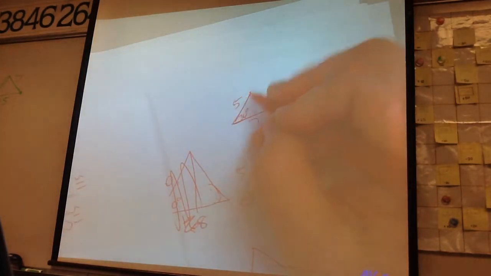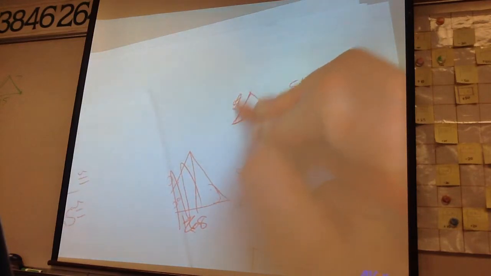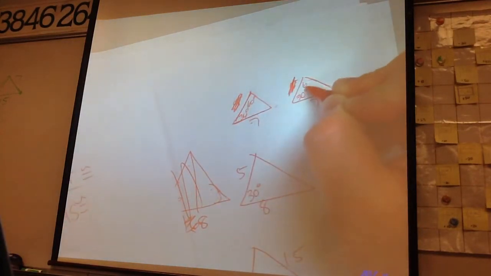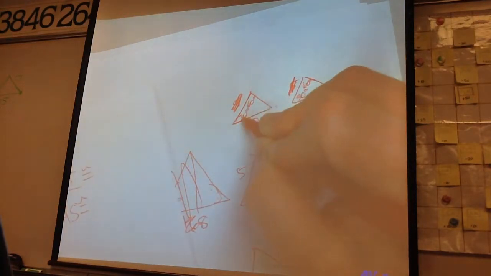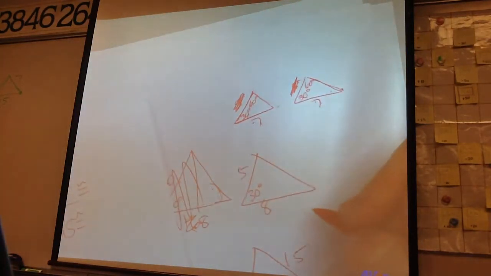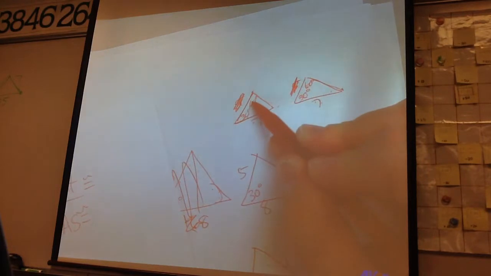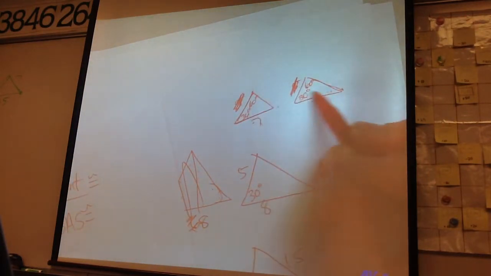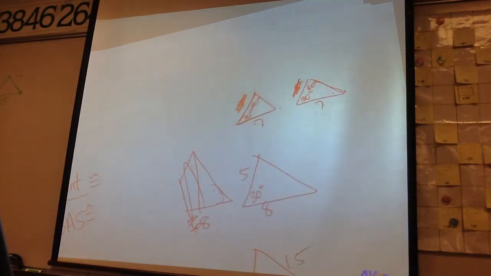You can also have angle, angle, side. That's where I know two angles are the same, and I know one of the sides is the same. Because if I know two angles are the same, I know all three angles are the same. If I know all three angles are the same, and one of the sides is the same, then all of the sides will be the same.